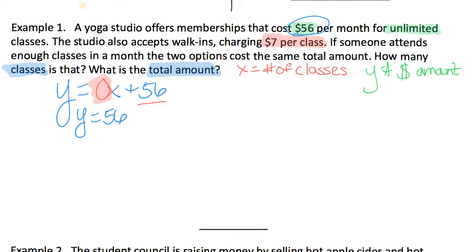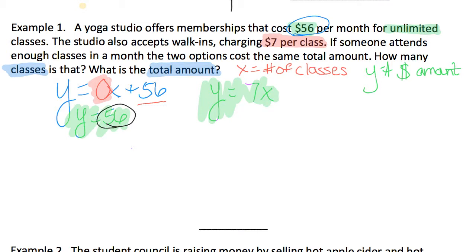Okay, then the second equation is going to be, we're getting charged per class, right? So we're being charged $7 per class. And there's no other fees or anything, so our 2 equations are simply y equals 56 and y equals 7x. So we're going to solve using substitution now, okay?